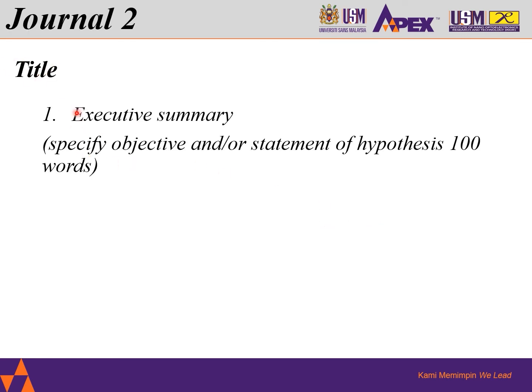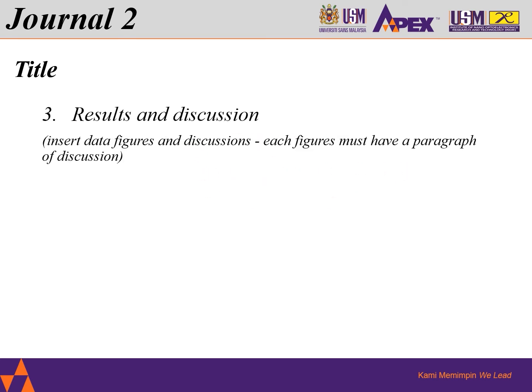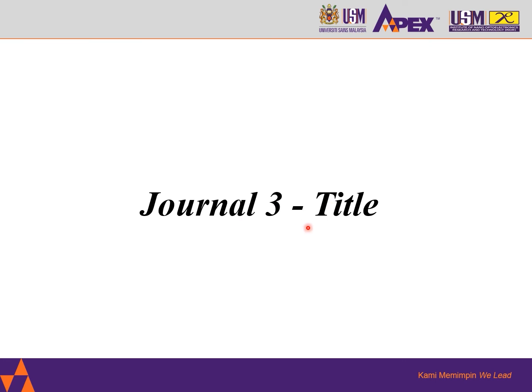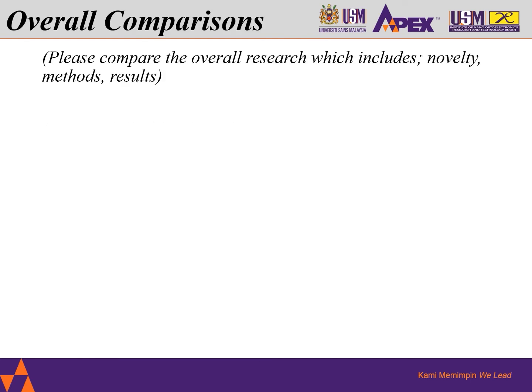Title here. And as I mentioned earlier, the executive summary, research methodology, and results and discussions. And the third journal, put the title here, then executive summary, research methodology, results and discussion. And also, this is the overall comparison. Please compare the overall research, which includes the novelty, methods, and results. Based on the three journals you have selected, please compare their novelty, the methods that are clearly different between the three journals, and the results they obtained from their respective papers.